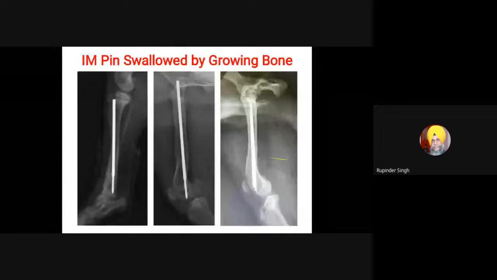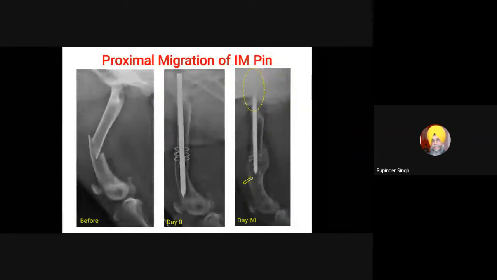Then there is another issue, which is the proximal migration of the pin. This is basically in the case of a young dog, when the pin is very smooth at the end. We are trying to solve this issue using a threaded portion of the pin. But if the pin is absorbable by day 60, then the pin will get absorbed, so there won't be any complication of pin migration because the implant will be dissolved.